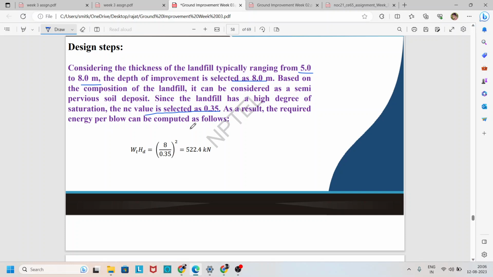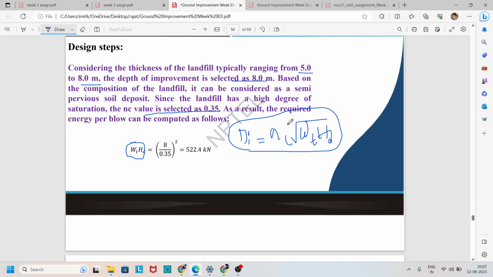So by this formula, that means by the depth of improvement and n, we can easily find out the applied energy, that is nothing but W into HD. The formula is D_i equals n times root over W times H_D. By rearranging this formula, we can easily find the applied energy in terms of ton meter. You should remember that the unit for applied energy should be in ton meter.